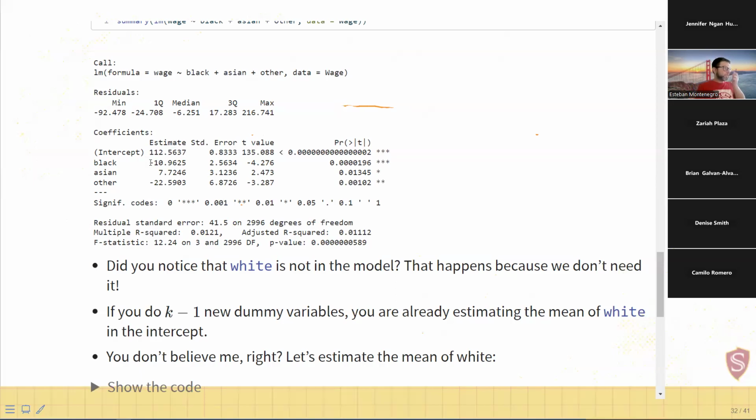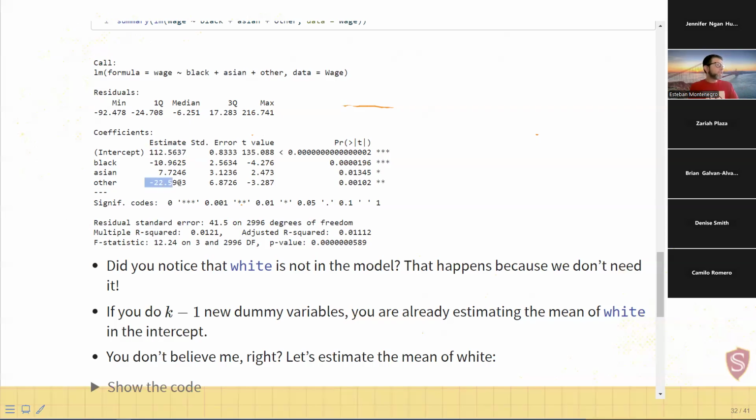Now, let's see what happens here. Look at this number. The slope is negative. It means that black people are earning almost $11 less compared to white people. Asians are actually earning 7.72 more dollars compared to white people. In this case, group zero, my reference group, is white.